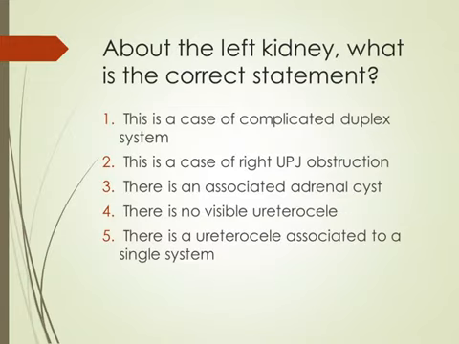So, what would be the correct statement? This is a case of complicated duplex system. This is a case of right UPJ obstruction. There is an associated adrenal cyst. There is no visible ureterocele. There is a ureterocele associated to a single system.